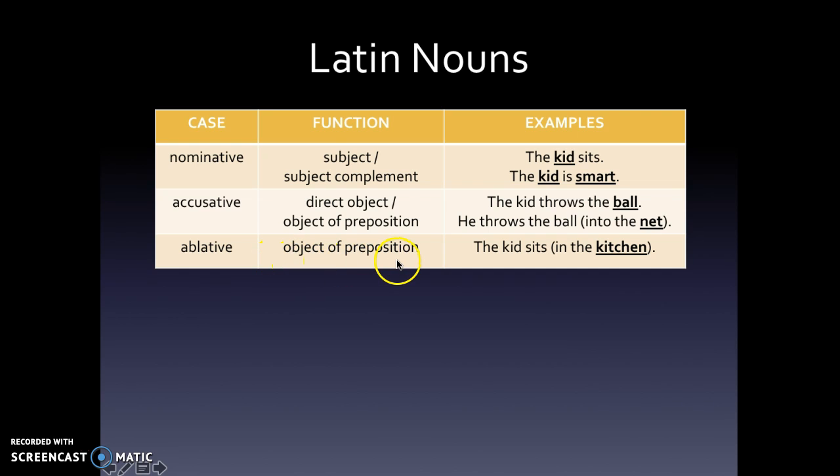Ablatives can only be objects of a preposition. So the kid sits in the kitchen. Again, in the kitchen is a prep phrase. Kitchen is the object of the preposition here. I have this whole thing in parentheses because it is our prep phrase.